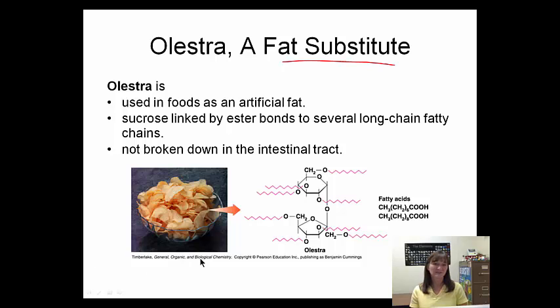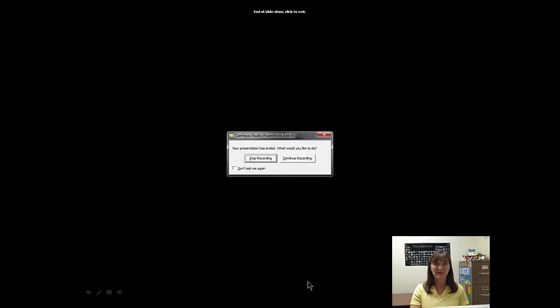So Alestra is sucrose linked by ester bonds to several long-chain fatty acids. It's not broken down in the intestinal tract. So some companies actually pulled it from the market when it was found to cause things like diarrhea, and there's studies showing that it kind of inhibited the absorption of some calcium ions and things like that. However, it still is out there in the market. So some of your potato chips and things still do contain Alestra. So it's something to keep in mind if you're interested in that.